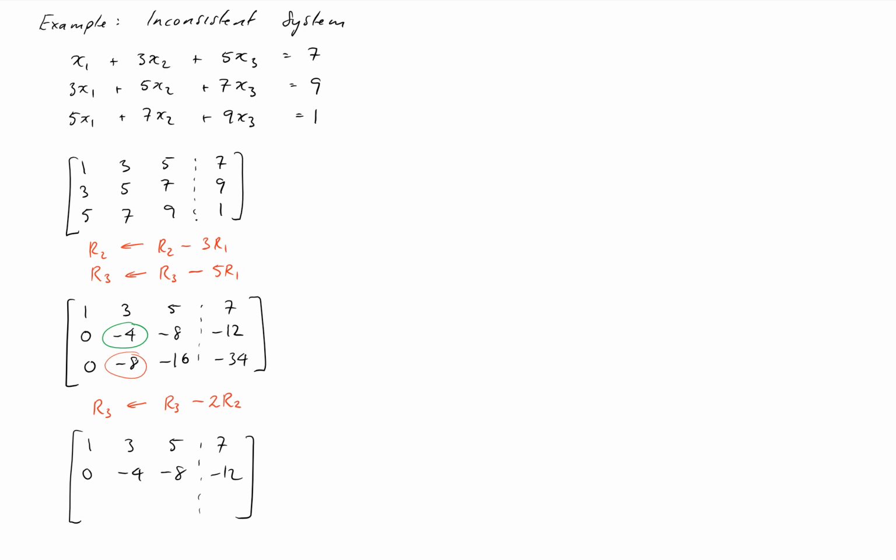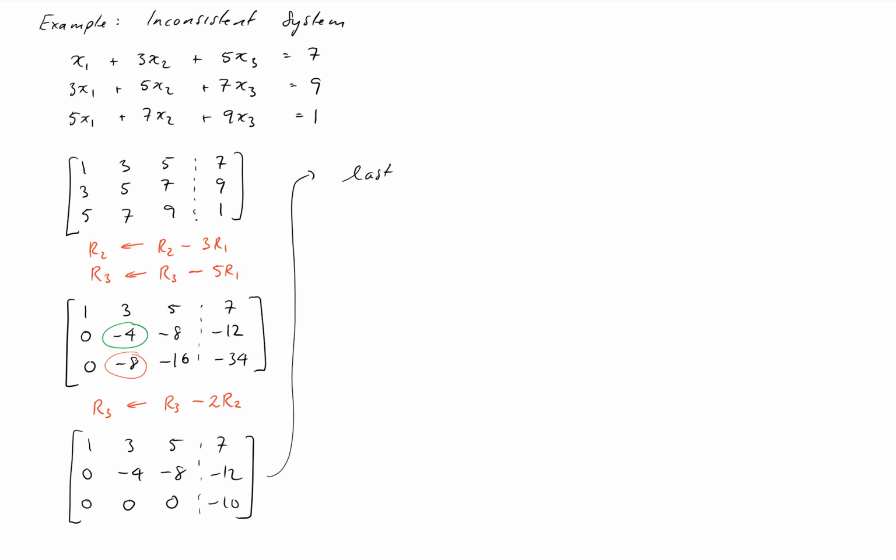1, 3, 5, 7. This one remains unchanged. Put in these dashed lines. Then at the bottom here, we're going to have 0. Negative 8 minus 2 negative 4s, as we decided, was 0. Negative 16 minus 2 negative 8s is plus 16, which is 0 as well. And then negative 34 plus 24 is going to be negative 10.